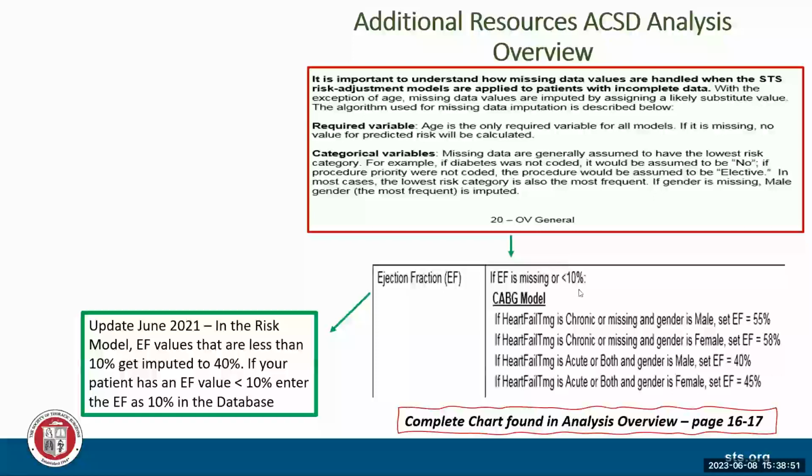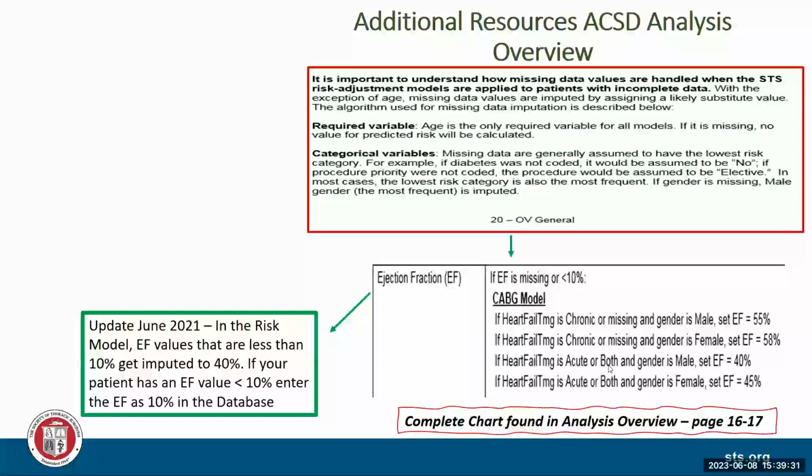It used to compute, and it still will. If you enter an EF of less than 10%, it's going to give you one of these defaults down here. Now, I know you don't want that to happen. So in the training manual, June 2021, you will see a clear note that if your EF is less than 10, please enter 10. Please enter 10. Because if you enter 8, this model is going to give you an EF of 40. And I think you'd rather have an EF of 10 in your risk model than 40.